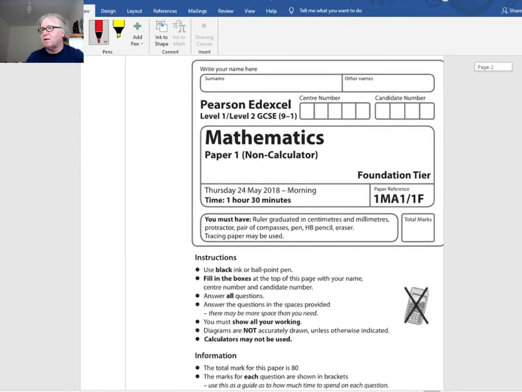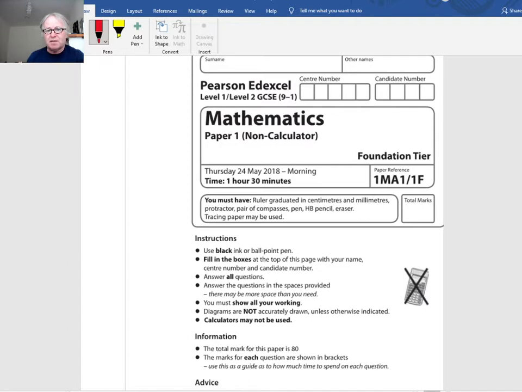Here we go. This one is Edexcel Maths non-calculator from 2018. So let's see what we can do with this one.